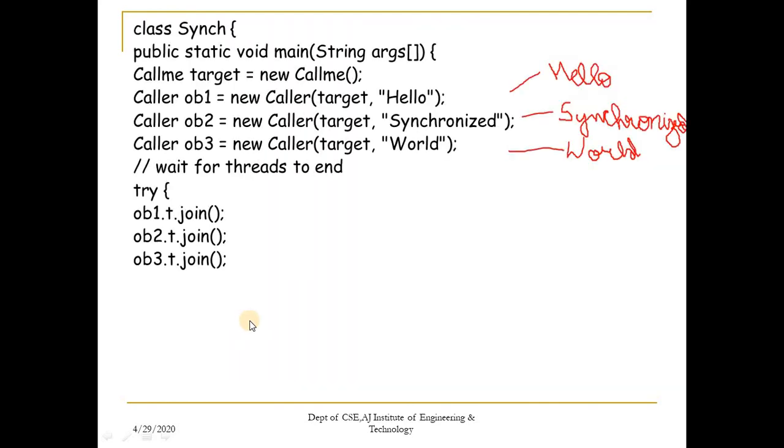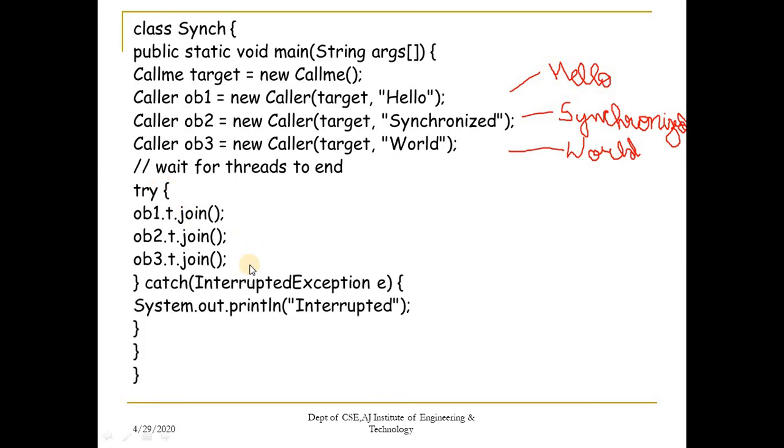Next, the main thread will wait for the three threads to finish by calling the join method. As I have already told, the join method has to be written in a try and catch block. Finally the main thread will exit. Let us see by executing this program how it executes.